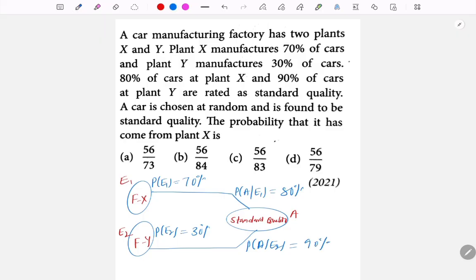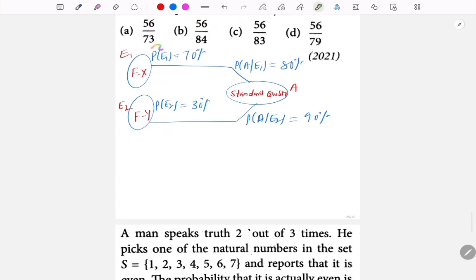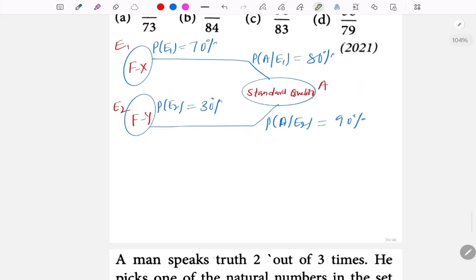Now they are asking the probability that it comes from plant X. It means they are asking this one probability, E1 by A. It is clearly which one? If they ask left hand side, the question is related to Bayes theorem. If they ask right hand side, the question is related to law of total probability. Clear? First one. Write down.